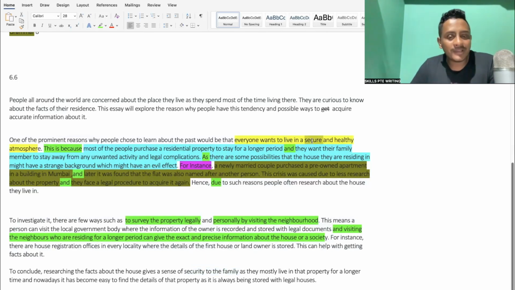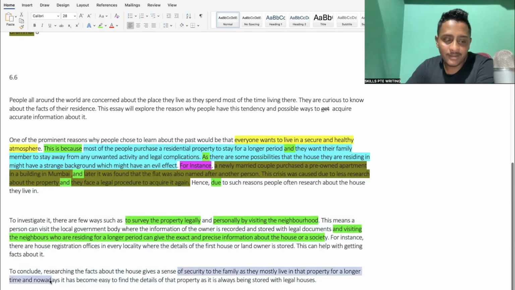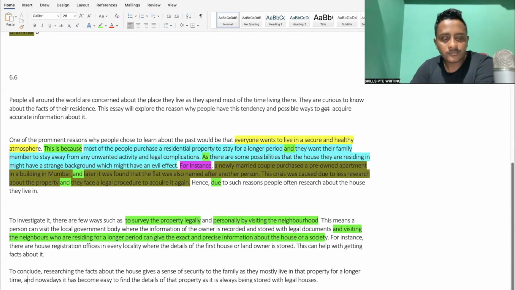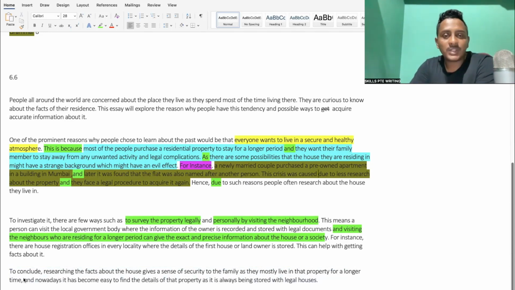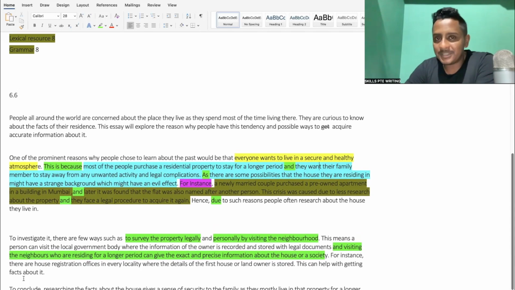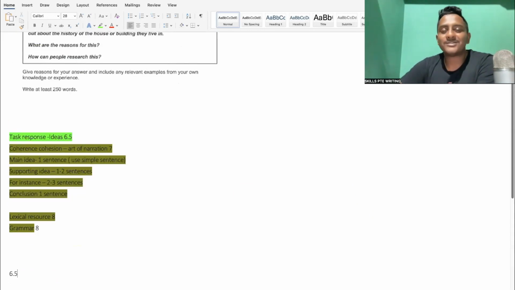Sense of secure feeling, security to the family, as they mostly live in the property for a longer time. And whenever you put an "and", put a comma. It has become easy to find the details of the property as it is always being stored with legal houses. You've summarized it well in the conclusion, but due to silly mistakes, it would be 6.5, not 6.6. Sorry on that.